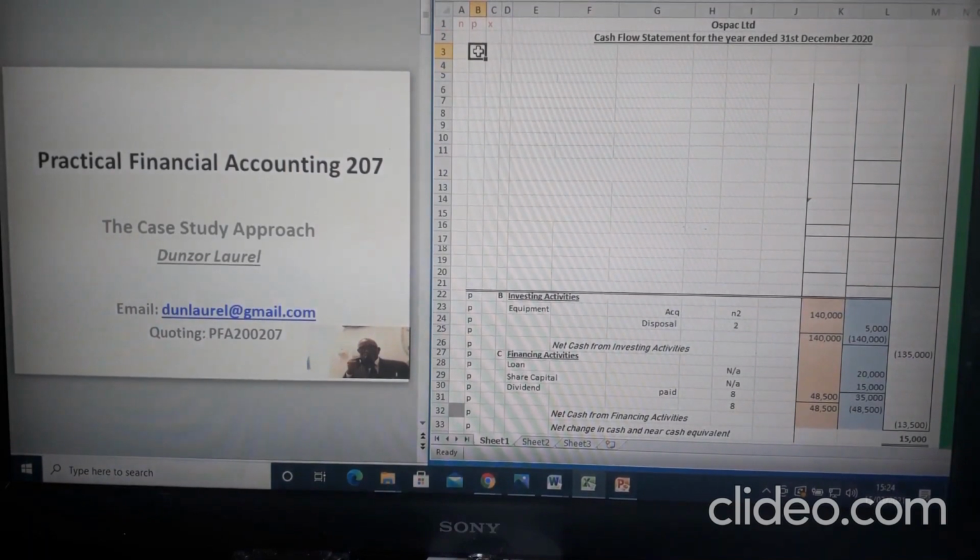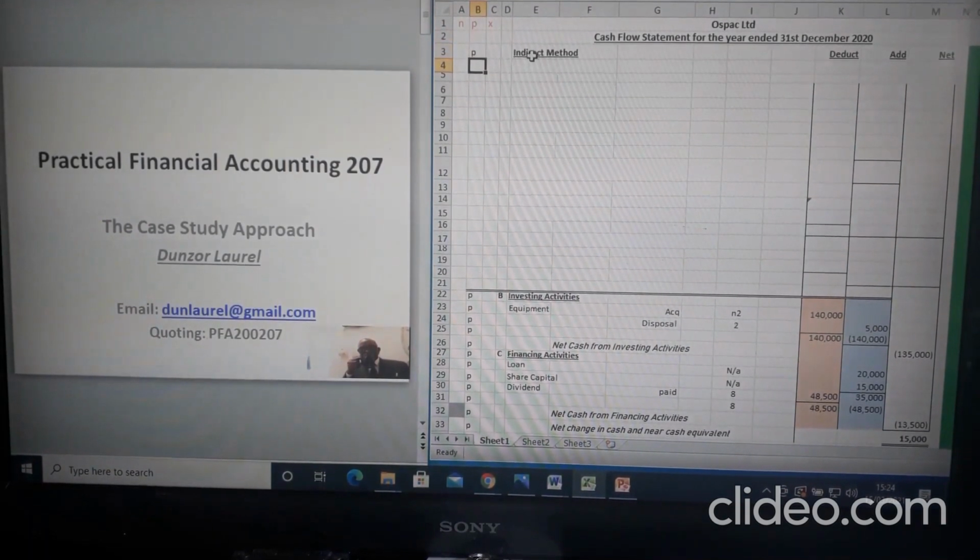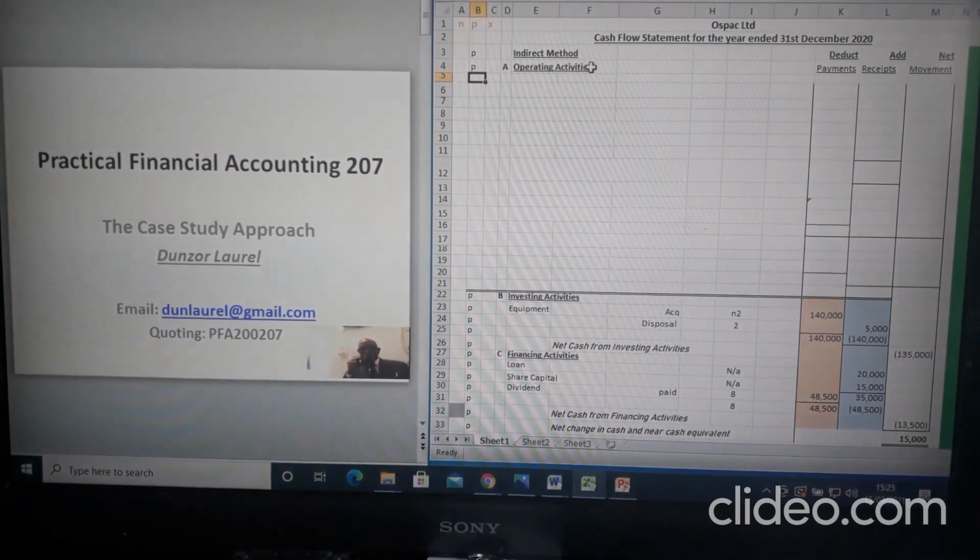We're going to head it to show that it's the indirect method. Another necessary heading is the operating activities section, which we need to do today. And another heading is the workings, and then the currency sign we need to apply here.